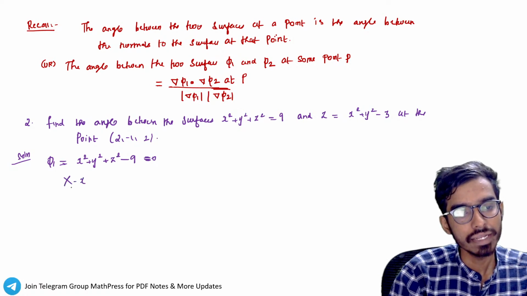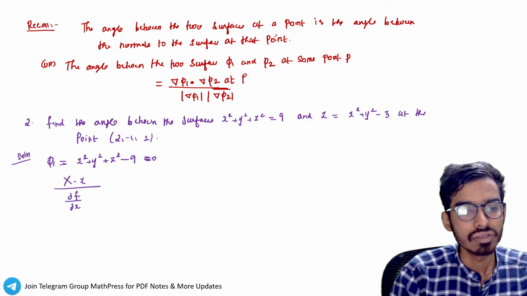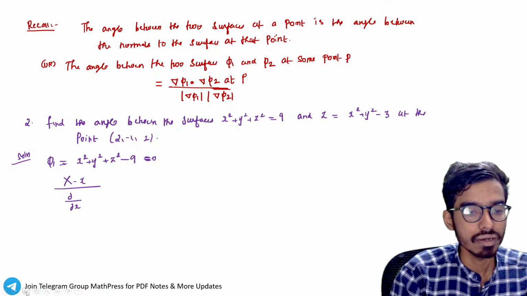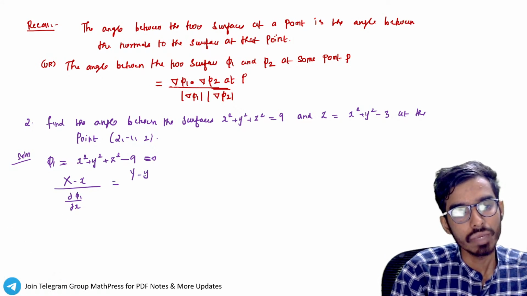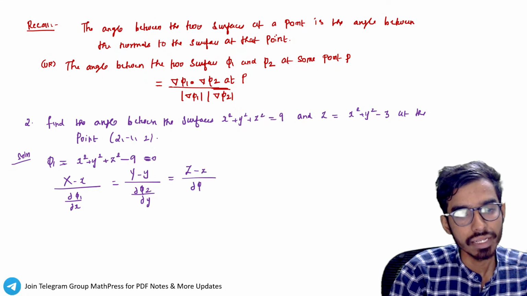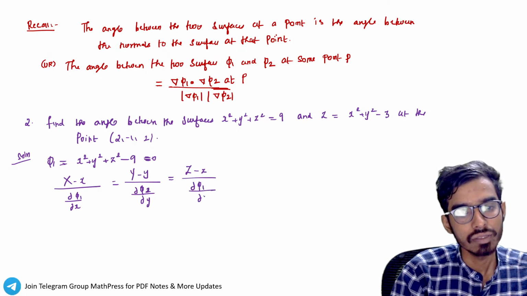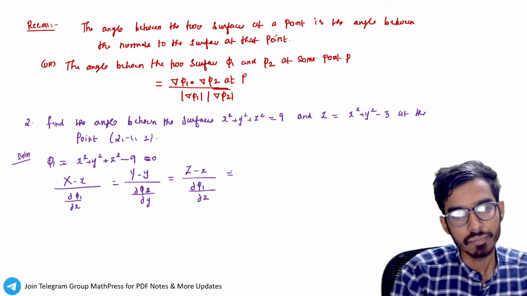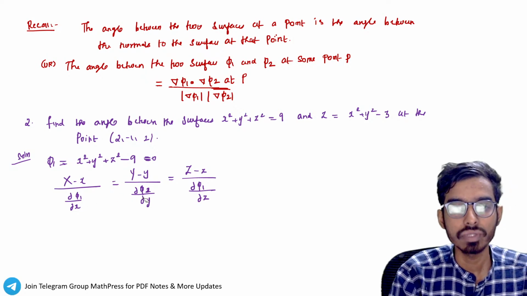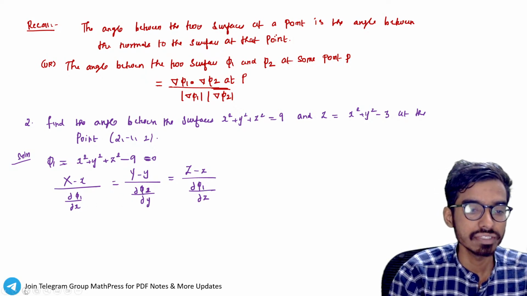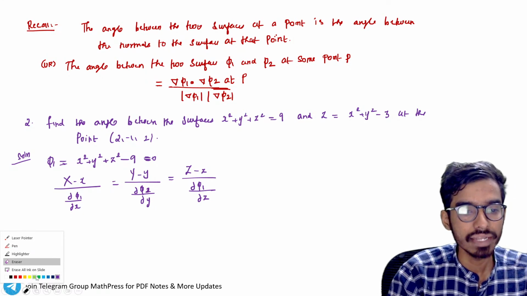It is (capital X minus x) divided by dou F by dou x. Instead of F, I'll write phi1, because we are using the symbol phi1 here. So (X minus x) divided by dou phi1 by dou x, (capital Y minus small y) divided by dou phi1 by dou y, (capital Z minus small z) divided by dou phi1 by dou z. So we will find dou phi1 by dou x, dou phi1 by dou y, dou phi1 by dou z at the point (2, -1, 2).